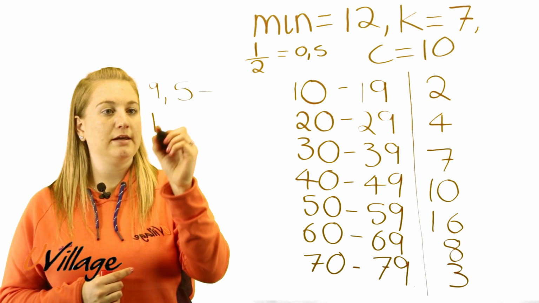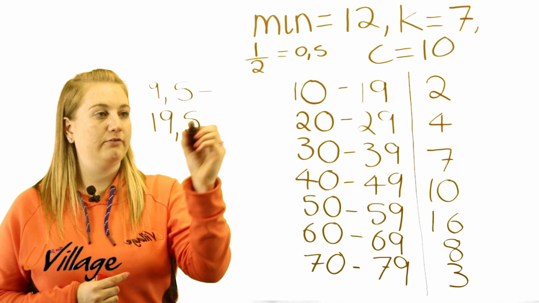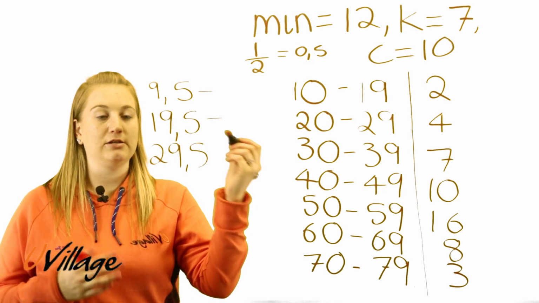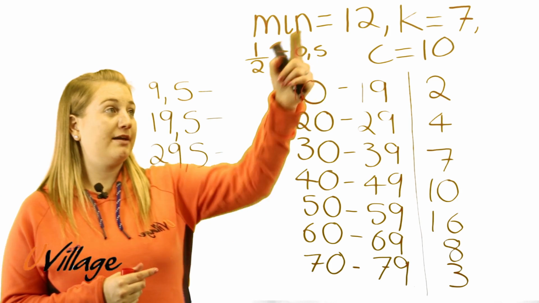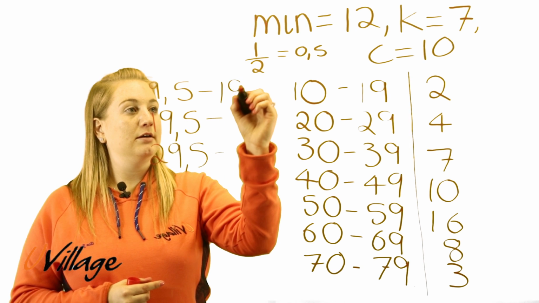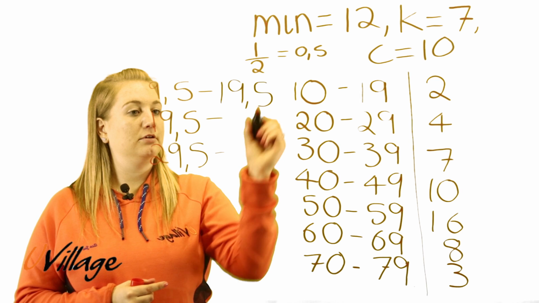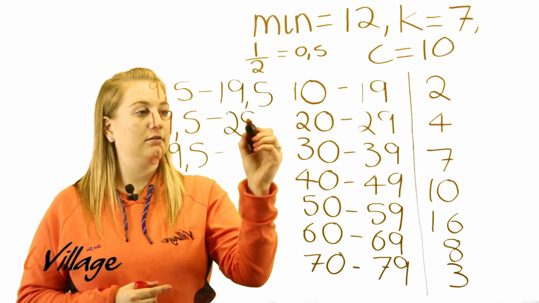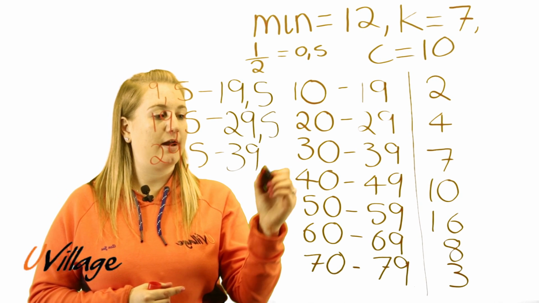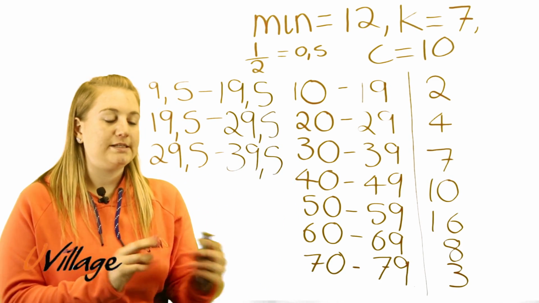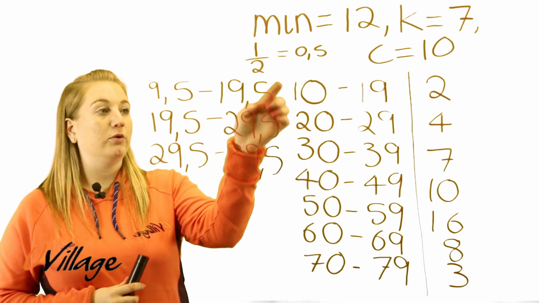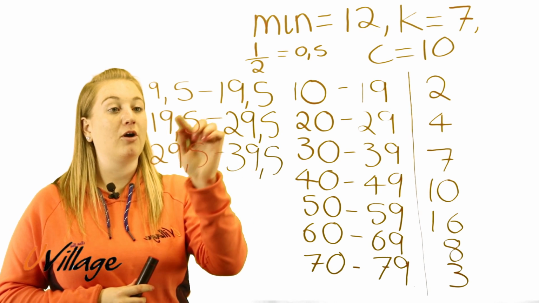The next class would be 19.5. The next would be 29.5, and so on. Then if we add that value to all the upper classes, we would get a value of 19.5, then 29.5, and then 39.5. Now obviously if we continue in that same direction, we'll end up with class values that are what we call continuous.